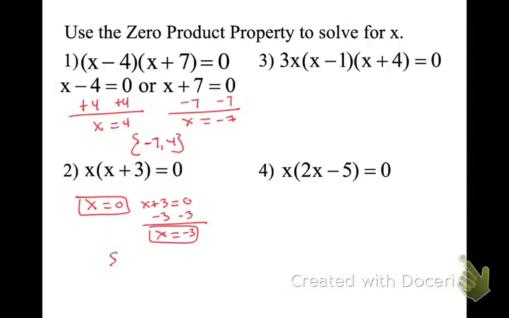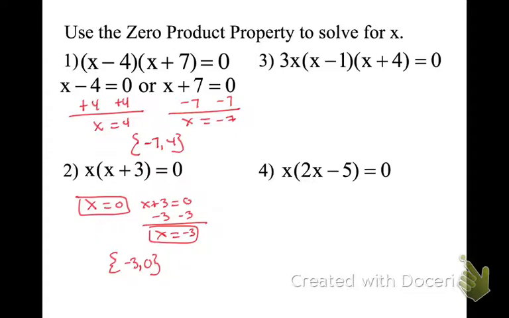So I put them in a solution set, the braces, and I get negative 3 and 0. And again, the order doesn't matter. It's not an ordered pair. But in math, we usually go from small to big. Now you'll notice we have 3 factors.